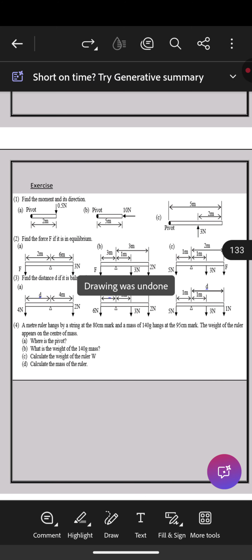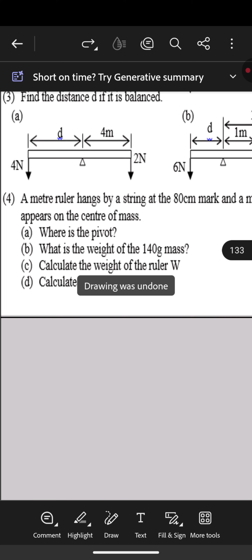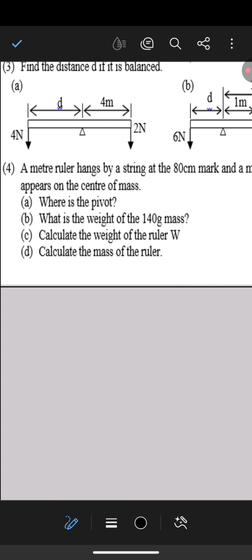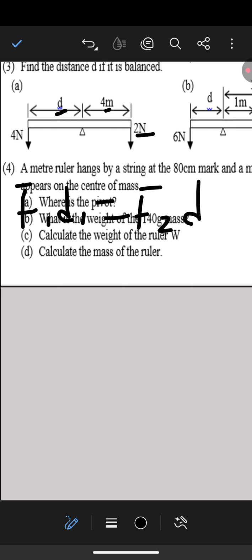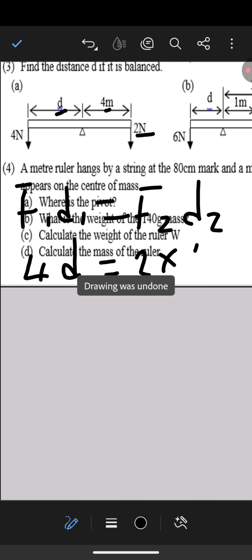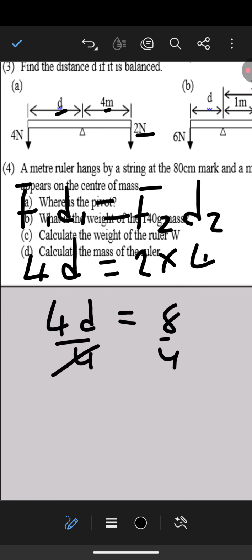Okay, let's go to the other questions, these ones which talk about distance. Now it's the same formula, same approach, nothing complicated. Here we have the 4 Newtons times distance and 2 Newtons times this. So it's F1 D1 equals F2 D2. There are just two forces here, so it's the simplest case. F1 is 4, distance 1 is the one we're looking for. F2 is 2, distance 2 is 4. So it's going to be 4D equals 2 times 4, 8, divided by 4, divided by 4, this and this goes, D is 2 meters.